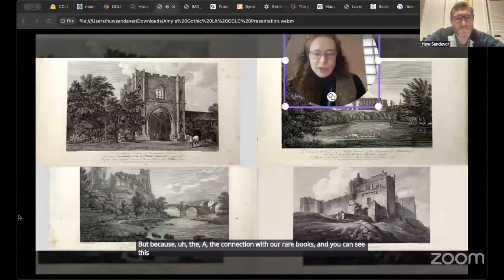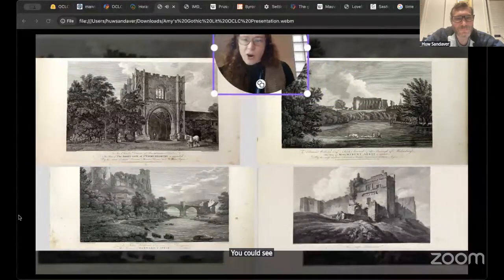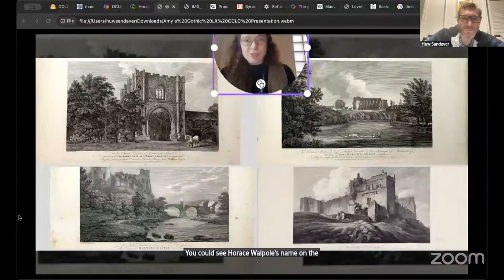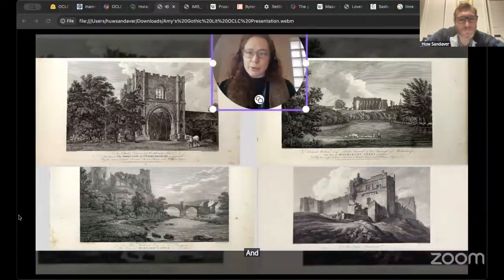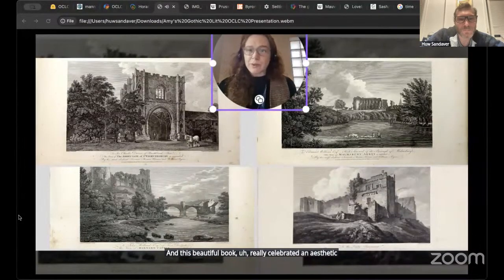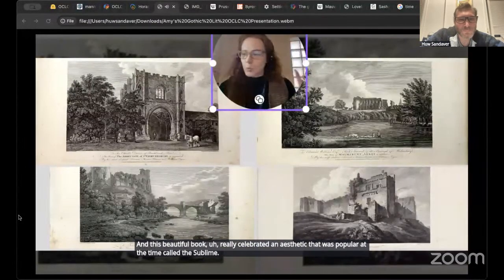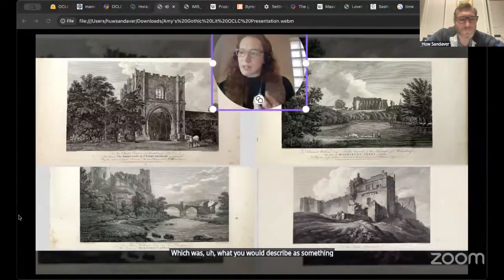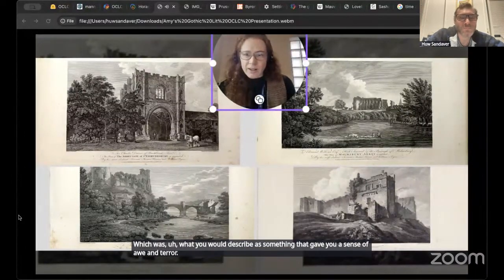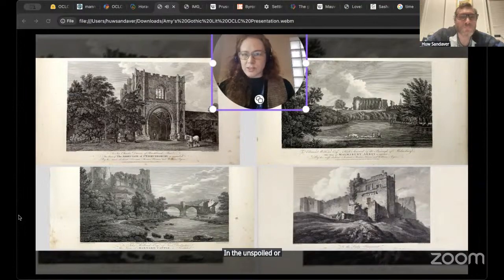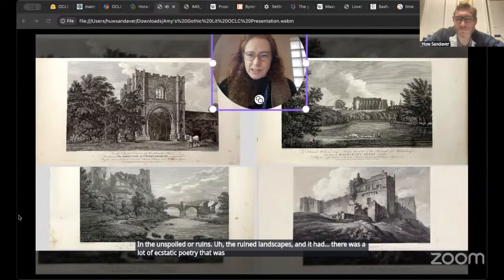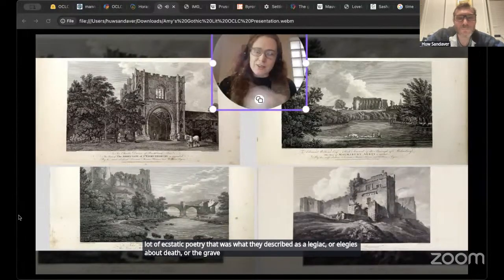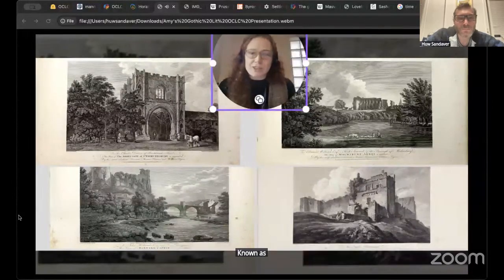And you can see this book here was one where you could see Horace Walpole's name on the subscription page. He was a patron of this book, which is called Antiquities of Great Britain. And this beautiful book really celebrated an aesthetic that was popular at the time called the sublime, which you would describe as something that gave you a sense of awe and terror in the unspoiled or ruined landscapes. And there was a lot of ecstatic poetry that they described as elegiac, or elegies about death, or the grave, which is one of the first known Gothic poems.